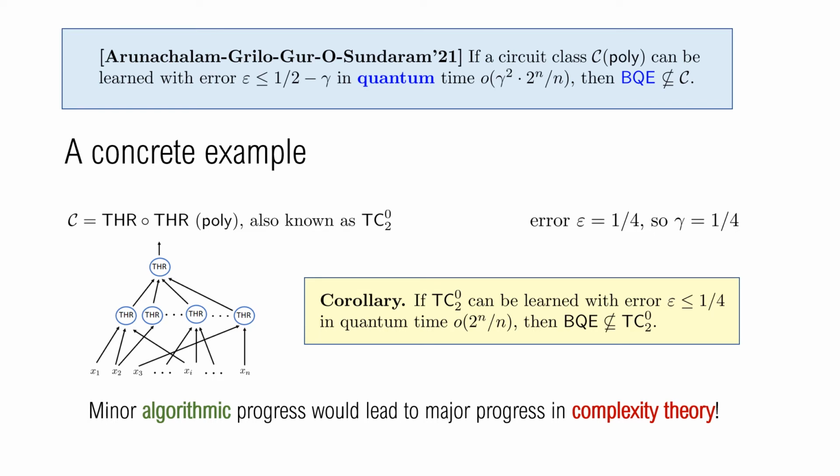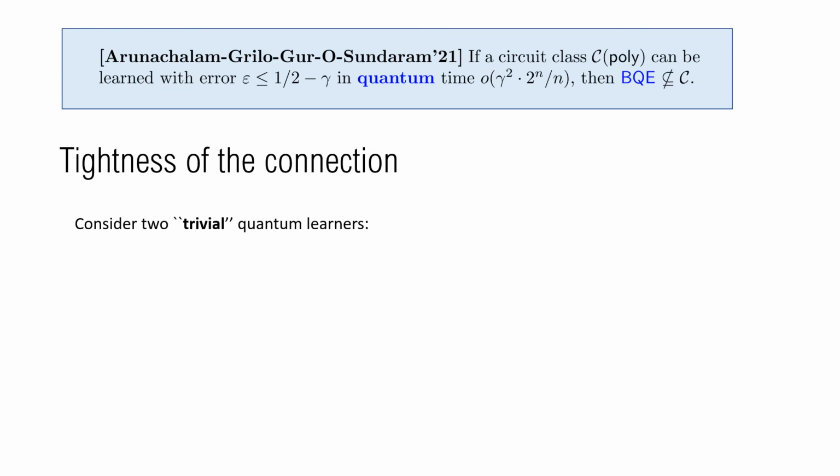And let's fix the error parameter epsilon to be 1/4, so the advantage gamma is also 1/4. Then, immediately from the new connection, it follows that if this class of circuits can be learned with this error in quantum time that is just slightly less than 2 to the n, then we get a problem in BQE that is not contained in this class. In other words, what seems to be a rather minor algorithmic progress will lead to a striking consequence in complexity theory.